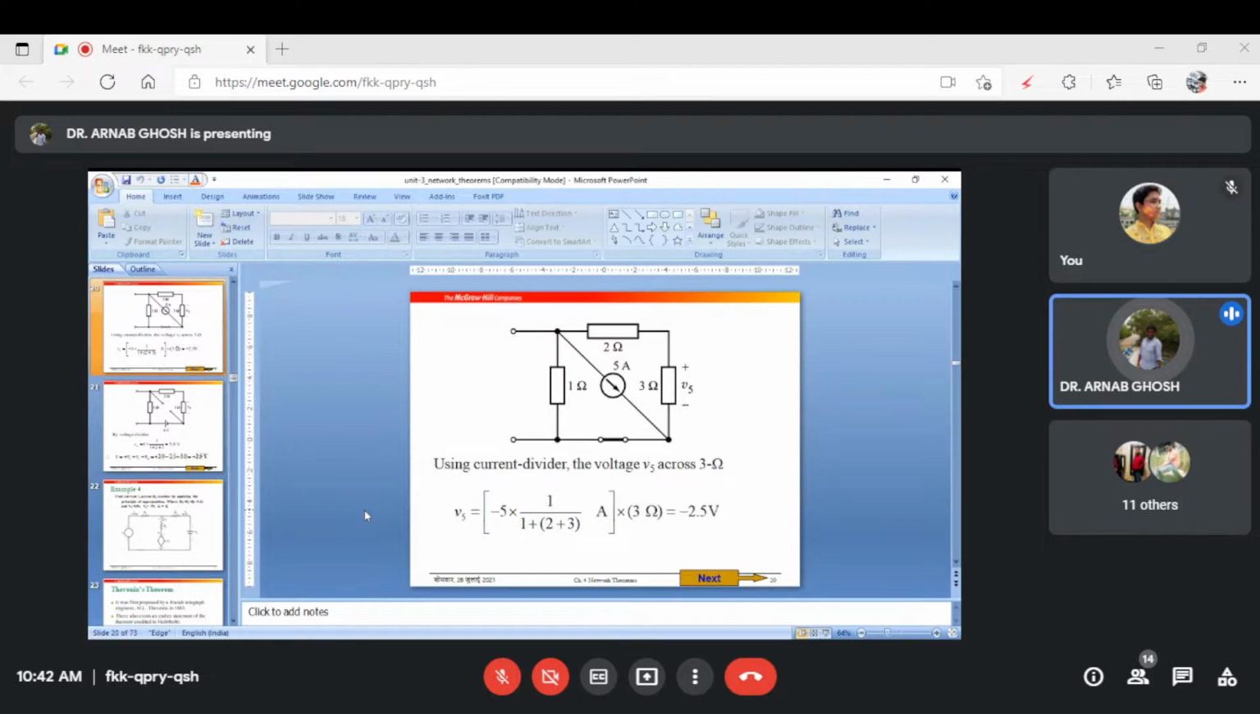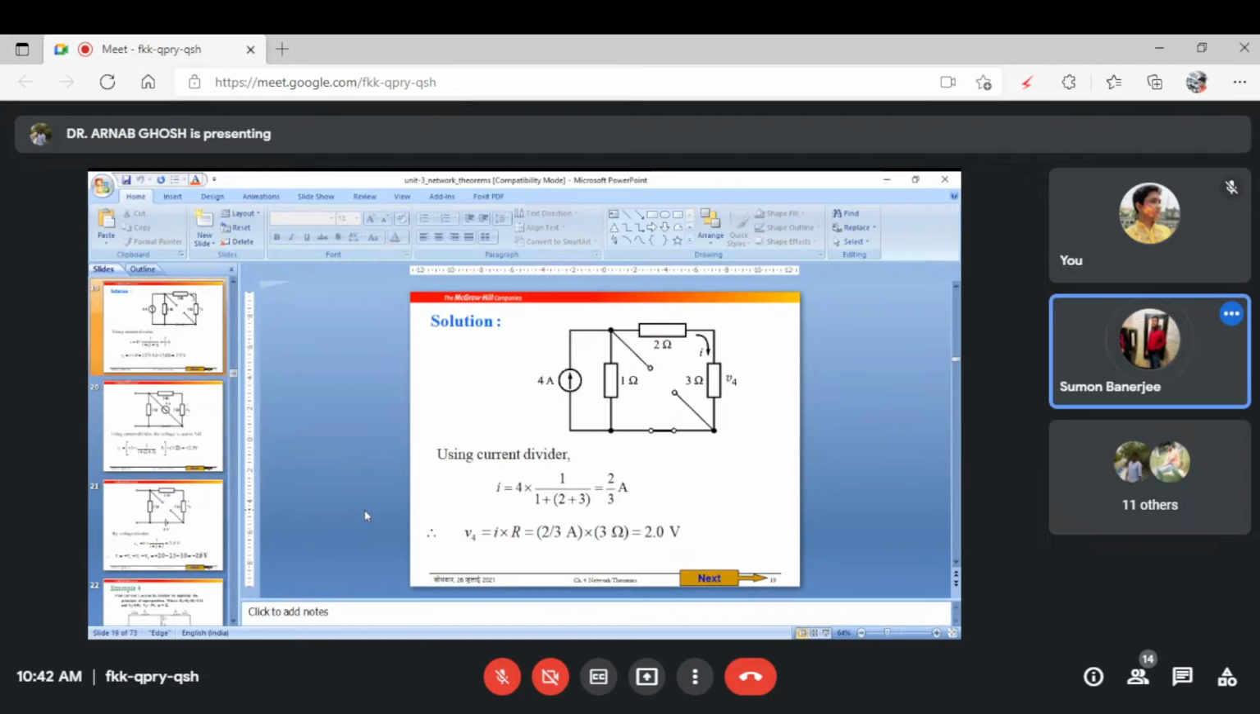Has anyone done the 5 volt one? No, then before that, the slide. This is for using 4 ampere. So using 4 ampere, you need to calculate the current across this 1 ohm resistance, and that is coming out to be 2 by 3 ampere, right? So this 2 by 3 ampere, you calculate across this 3 ohm, you can calculate the voltage as 2 volt.